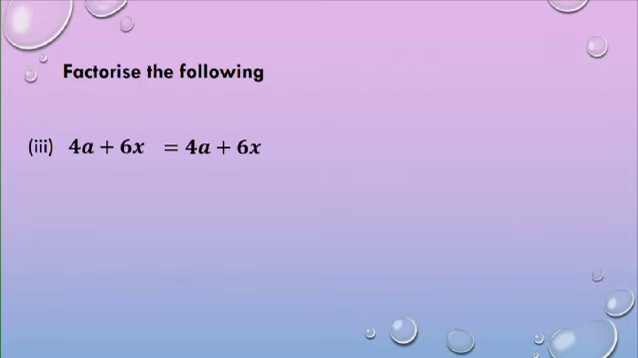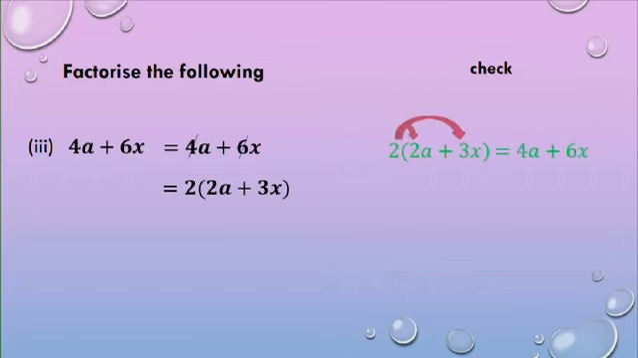So we're going to divide these two terms, 4a and 6x, by 2. So we have 2 brackets 2a plus 3x. We can check the answer through expansion. If we expand 2 into 2a plus 3x, we're going to have 4a plus 6x. So whenever we are factorizing an algebraic expression where we do not have common letters, we are going to divide by the HCF of the two integer values.